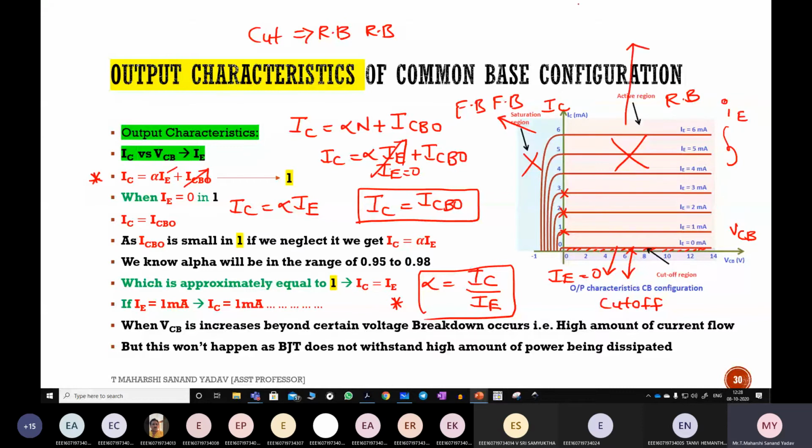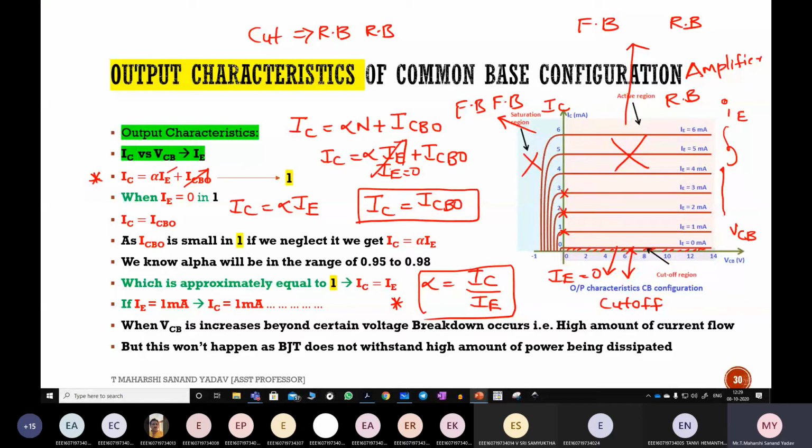For active, J1 should be forward biased and J2 should be reverse biased. So in which region will it work as an amplifier? In the active region. Simply in the active region, it is functioning as an amplifier. That's why as IE is increasing, I'm getting IC. So it's working as an amplifier.